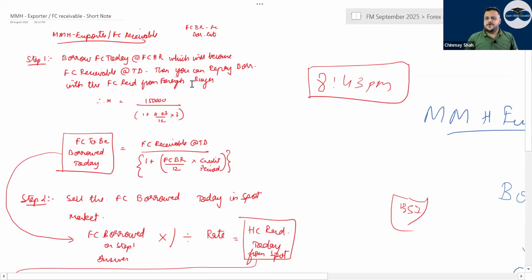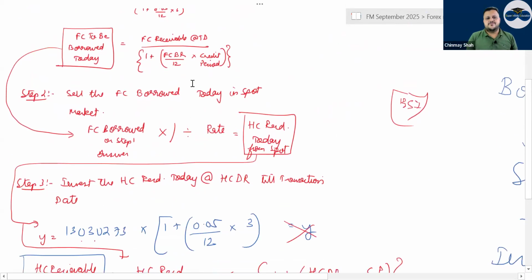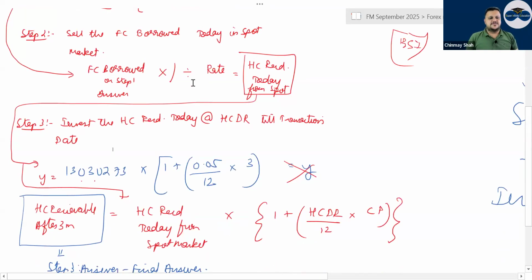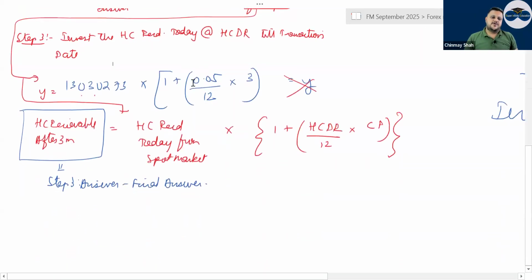Step one: whatever foreign currency is receivable, you borrow the present value of the foreign currency at the foreign currency borrowing rate, which will become the FC receivable at the transaction date. So FC to be borrowed today is equal to FC receivable at transaction date divided by 1 plus FCBR divided by 12 into credit period. Step two: sell the foreign currency borrowed today in the spot market, that is, the step one answer multiplied or divided by the rate that is there. Step three: invest the home currency received today at HCDR, home currency deposit rate. So whatever you have received from step 2, deposit it and get the amount that you will receive after 3 months or 4 months, right?